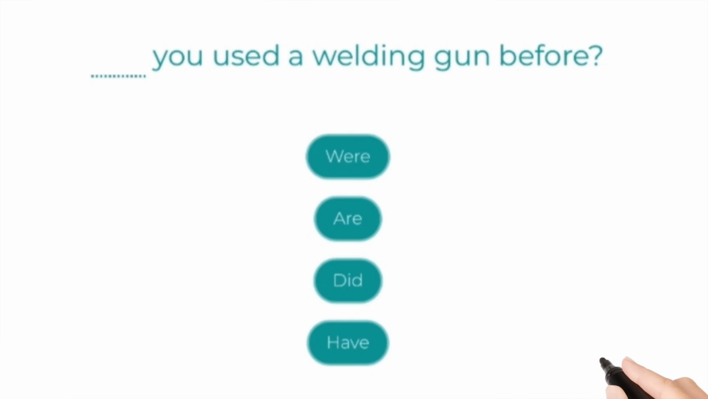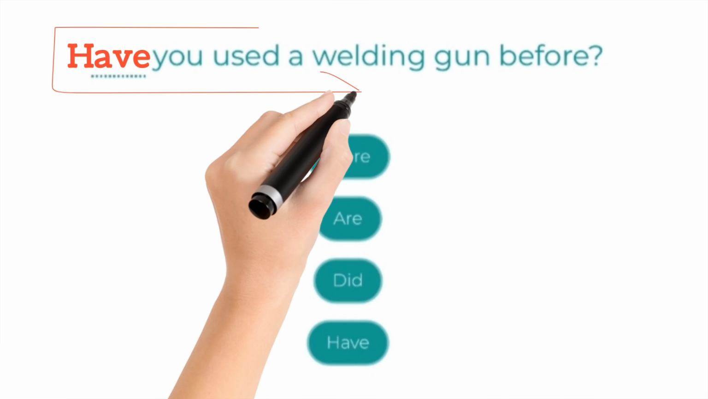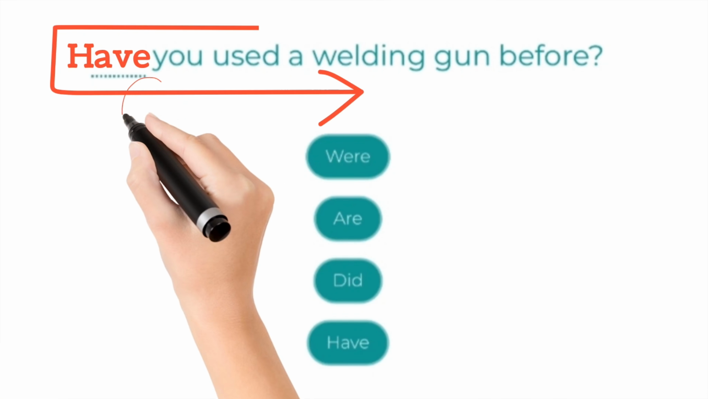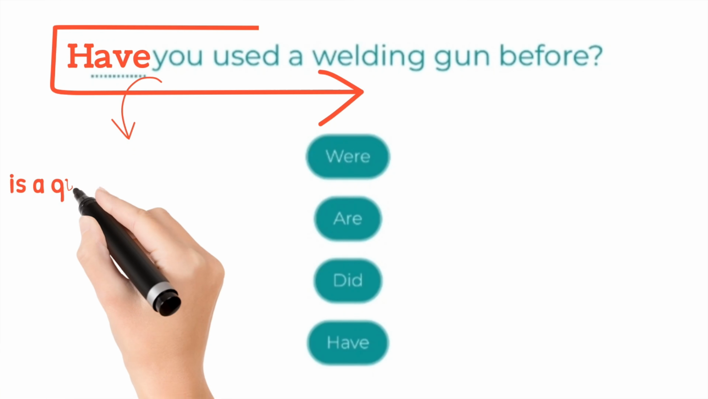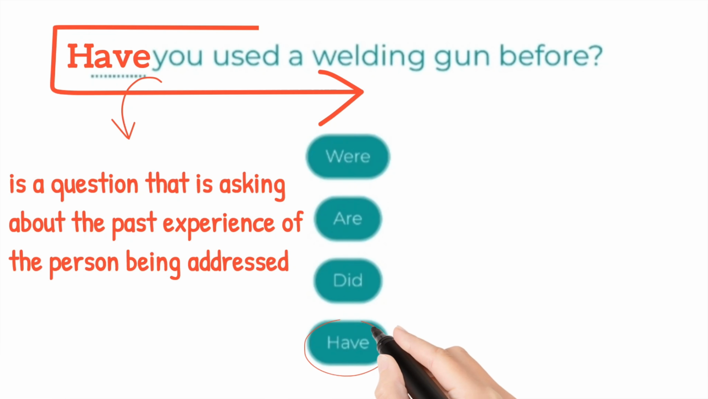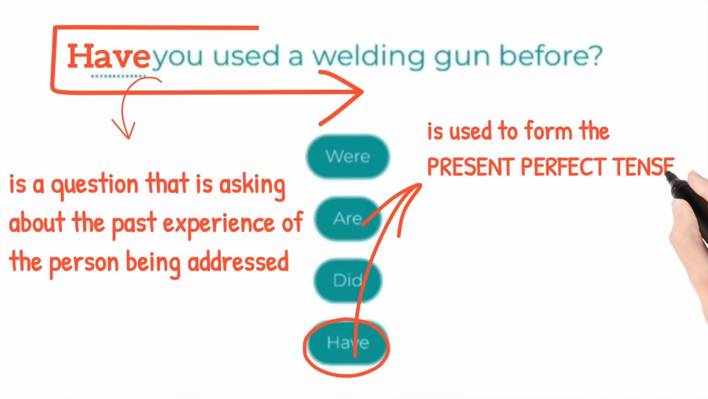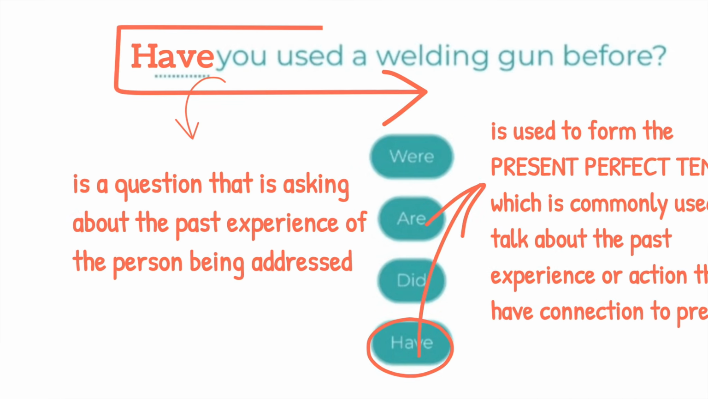The sentence, "Have you used a welding gun before?" is a question that is asking about the past experience of the person being addressed. So the word have is used to form the present perfect tense, which is commonly used to talk about past experiences or actions that have a connection to the present. In this case, the question is asking whether the person has had the experience of using a welding gun before.